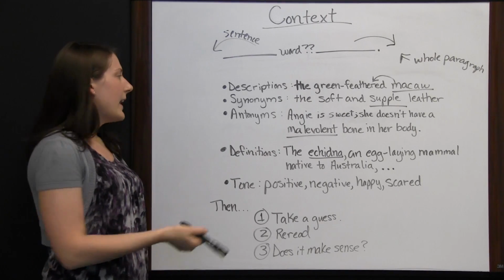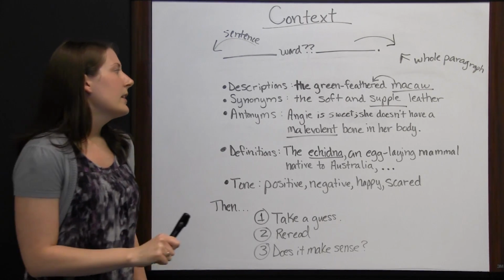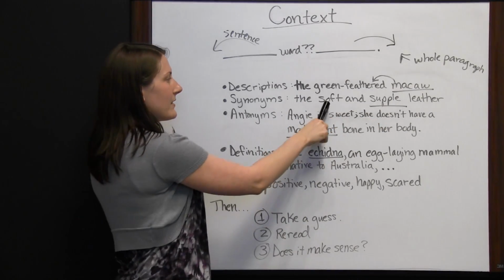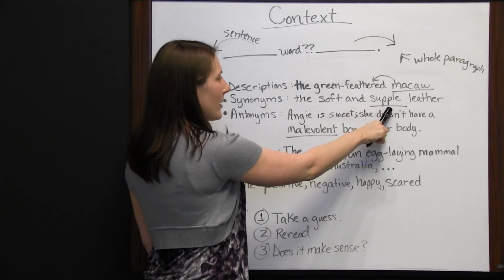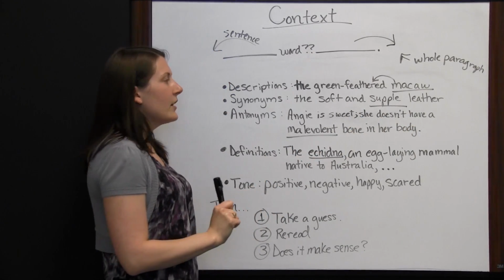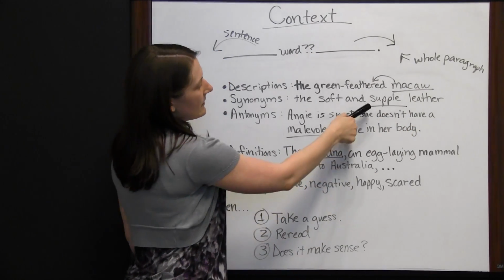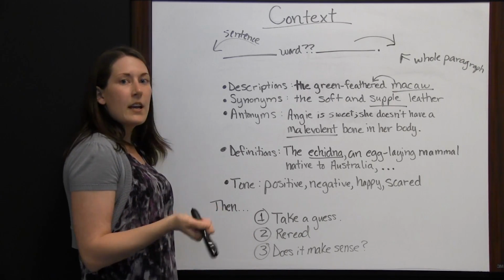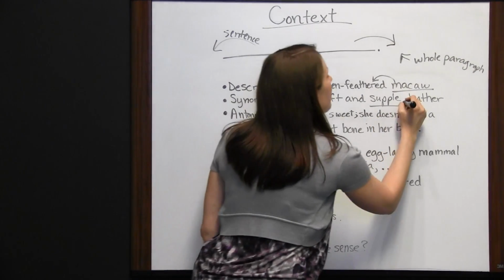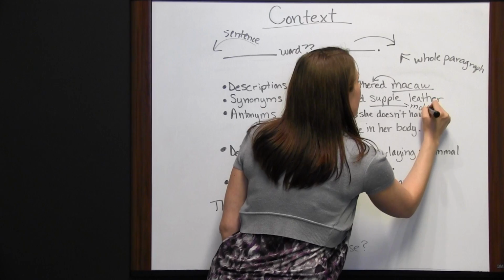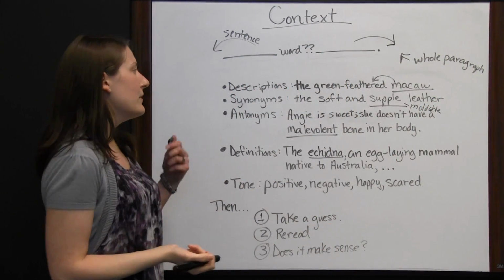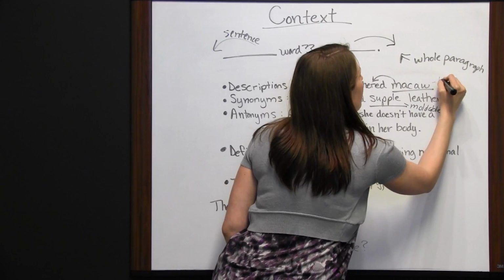Another clue you could look at are synonyms. If you hear the soft and supple leather, well, since you have soft here and then supple, both describing leather, you can figure out that supple probably has something to do with being soft. And in reality, it means moldable. It's easily moldable, and it is somewhat soft to be able to do that. We'll go ahead and note that this one was our bird.